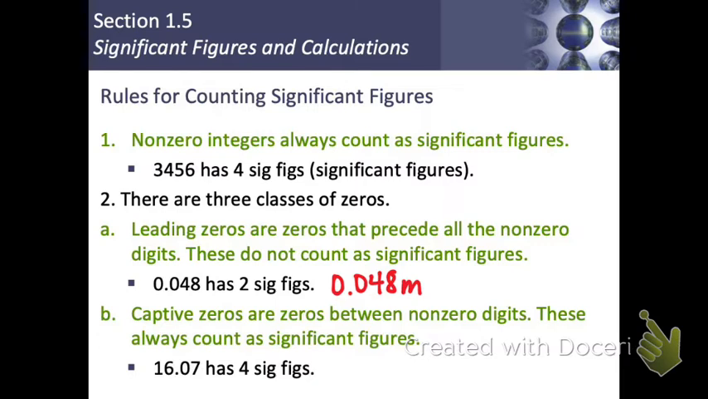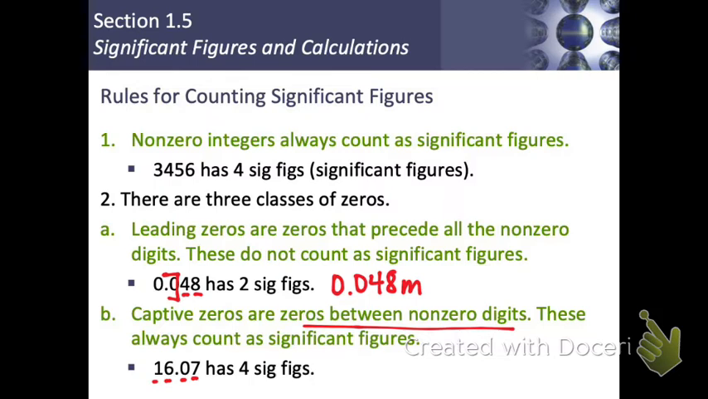Next, captive zeros are zeros between digits, and those are significant because they're just part of the number. With 16.07, I thought about the 7 that goes on the end, so obviously the 0 had to be a part of that. So I've got all 4 significant figures in this scenario. Let me go back to the last one real quick. Those zeros are non-significant, so my 2 sig figs come from those 2 right there. With 16.07, my significant figures are 1, 2, 3, and 4.